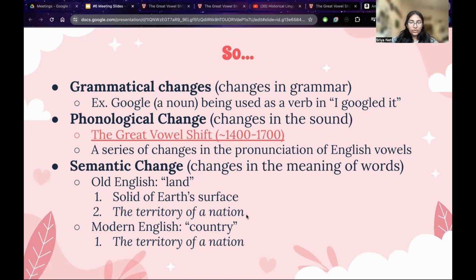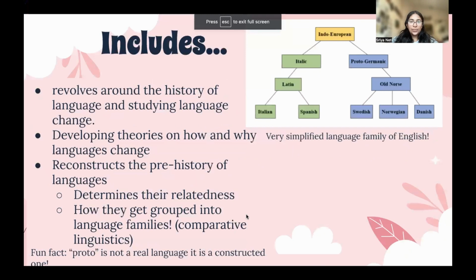So over time, the two words have sort of changed their meanings, and the meaning of them has kind of transformed. Historical linguistics is a pretty broad field and it includes a lot of different things. So at its core, it's basically a study that revolves around the history of language and studying language change. So historical linguists will develop theories on how and why these languages change, and that can sort of touch into other branches of linguistics like sociolinguistics or psycholinguistics.